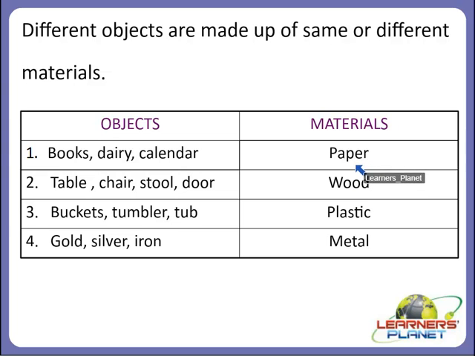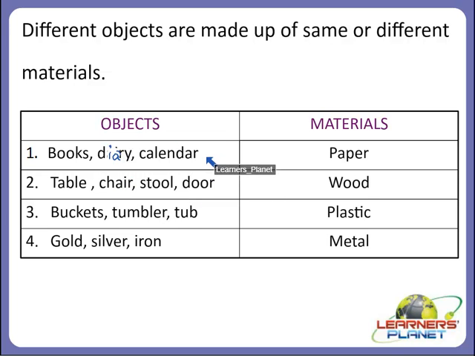Like we can use paper, and paper is actually used for making books, diary, calendar. And here there is a spelling mistake. Sorry students, it is a diary, not a dairy. It is a diary. Right? So books, diary and calendar, these are the objects which are made up of paper. So paper is one material from which many objects can be made.